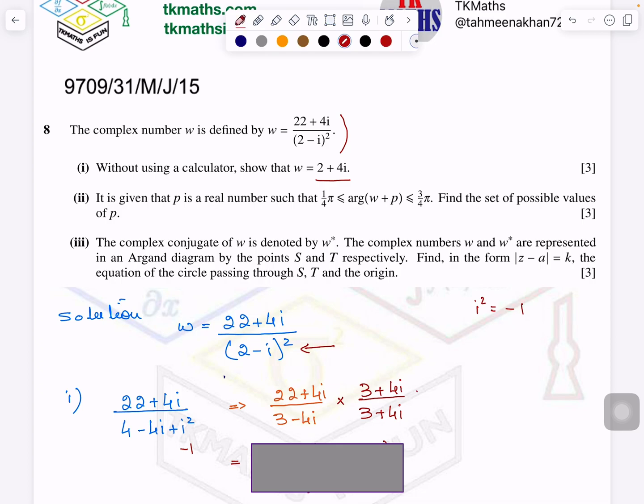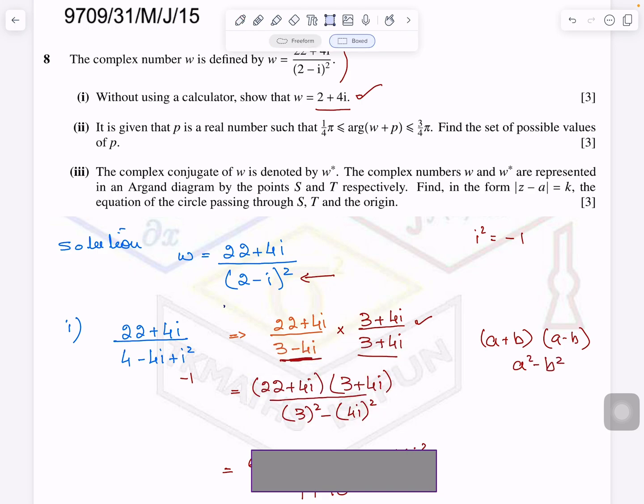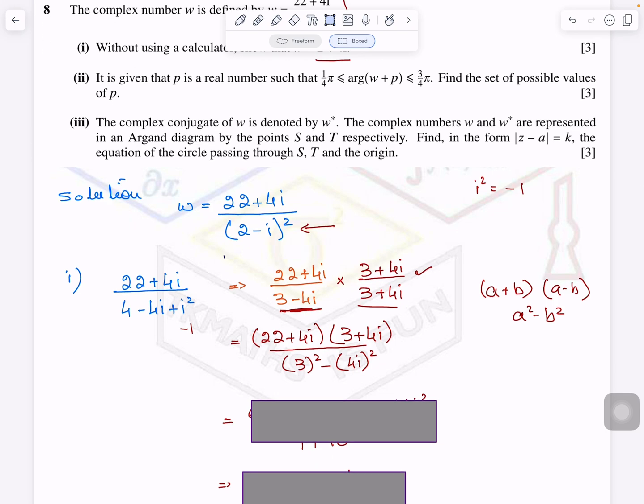Now what did I do here? Because we have to bring it without the denominator, we will apply the concept of rationalizing the denominator, or conjugate. So the denominator is 3 minus 4i. The conjugate of this will be 3 plus 4i. So when we multiply and divide by this, I can remove the denominator. Why? Because if you see, this is reminding you of the form (a plus b)(a minus b), which equals a square minus b square. So now, simple multiplication, and I will multiply the numerators.